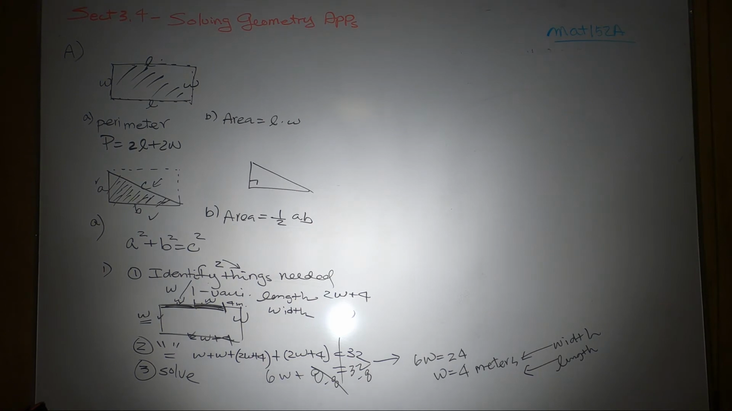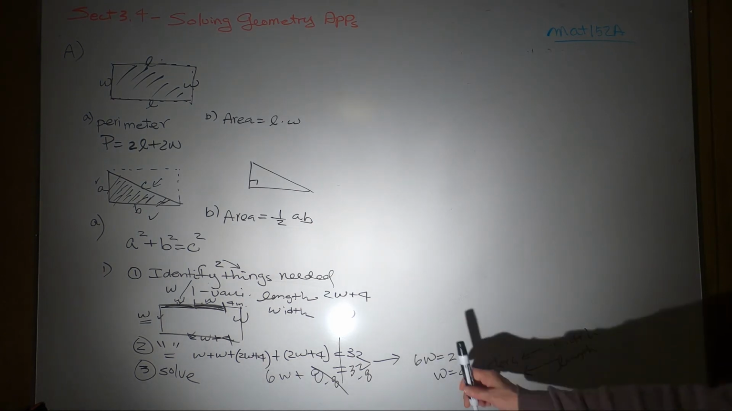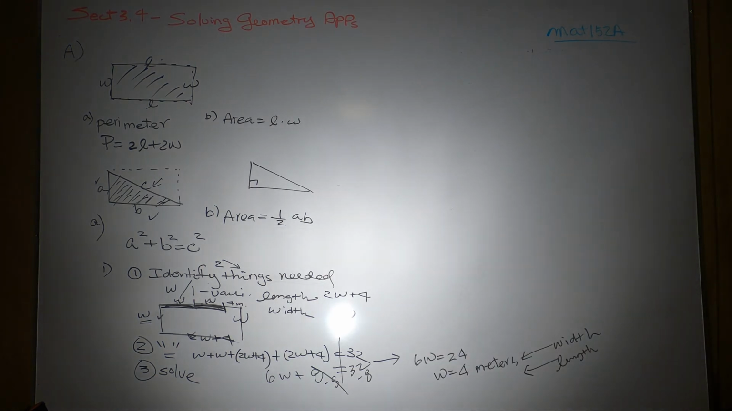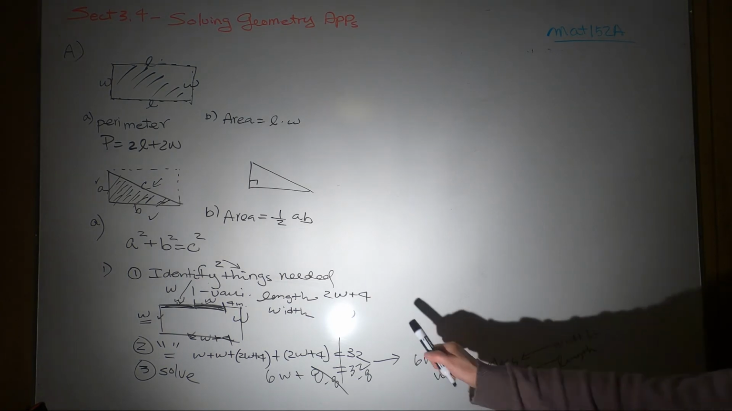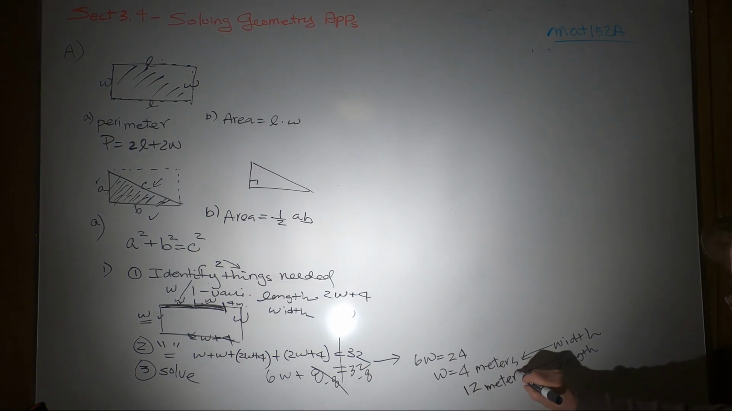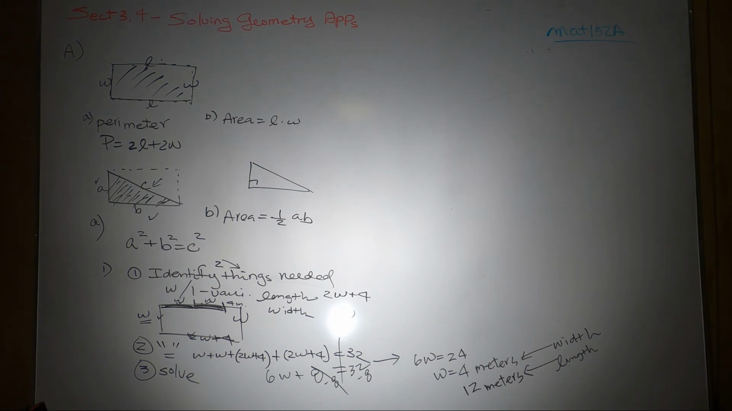So what do you think? Length is twice that much and 4 more feet, right? 4 more meters. So 4 times 2 is 8. 8 plus 4 is what? 12 meters, right? So what do you think?